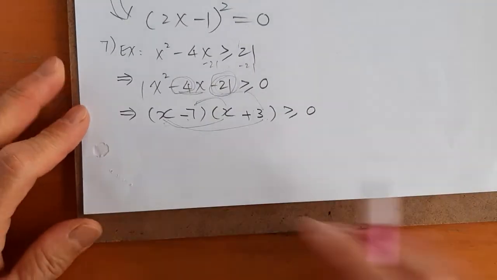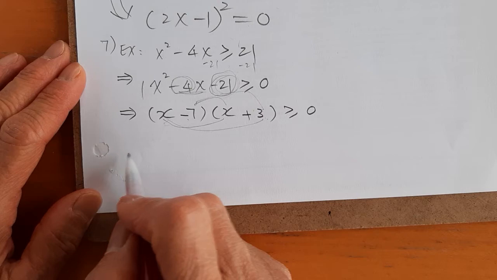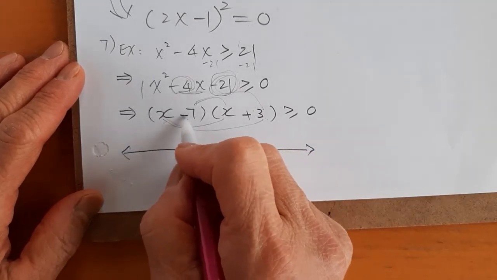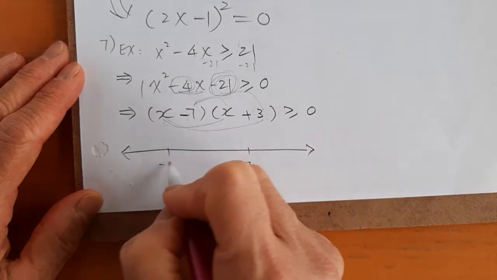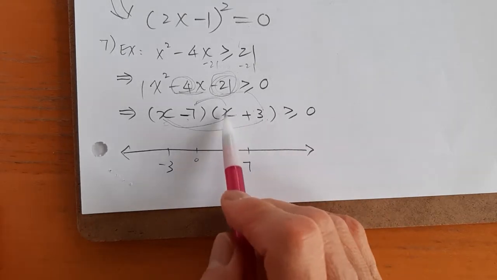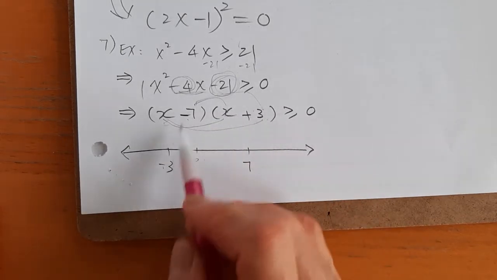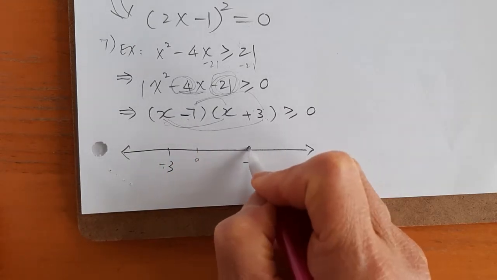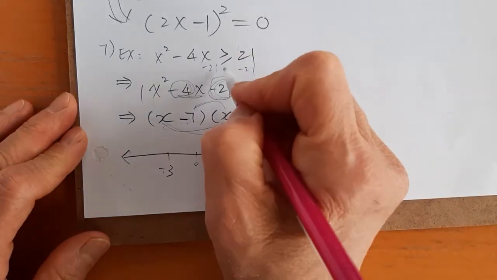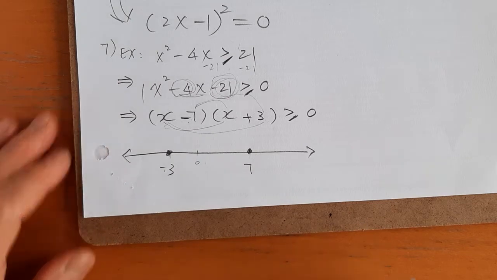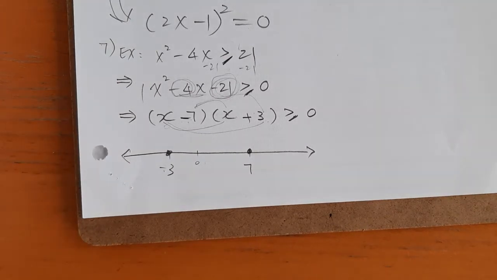And then we want this to be greater than or equal to 0. You can draw a number line. If it equals 0, x has to be 7 or negative 3. If x plus 3 equals 0, x is negative 3. If x minus 7 equals 0, x is 7. And since the inequality has an equal sign, it includes the points where it equals 0, so put a solid dot, including negative 3 and 7.